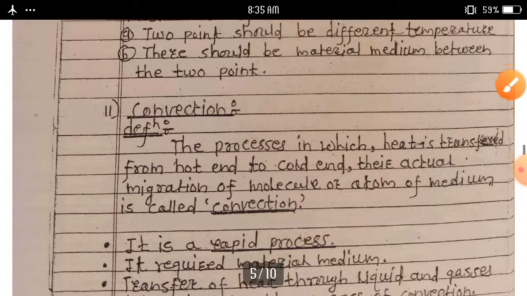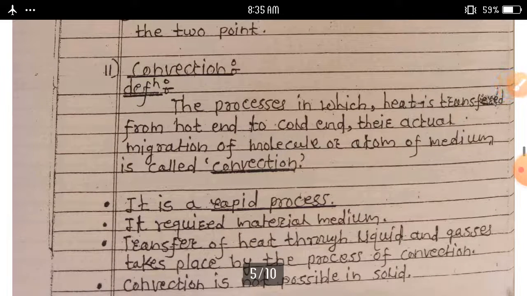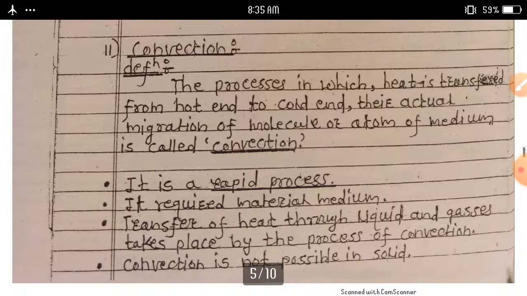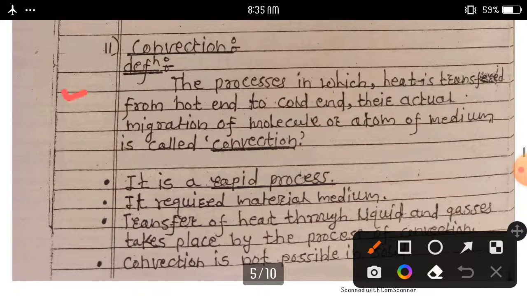Another type is convection. What do we mean by convection? Definition. Convection definition: the process in which heat is transferred from hot end to cold end by actual migration of molecules or atoms of the medium is called convection.